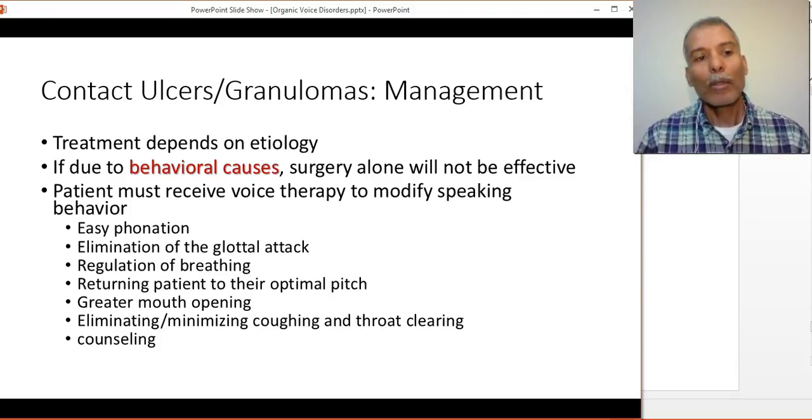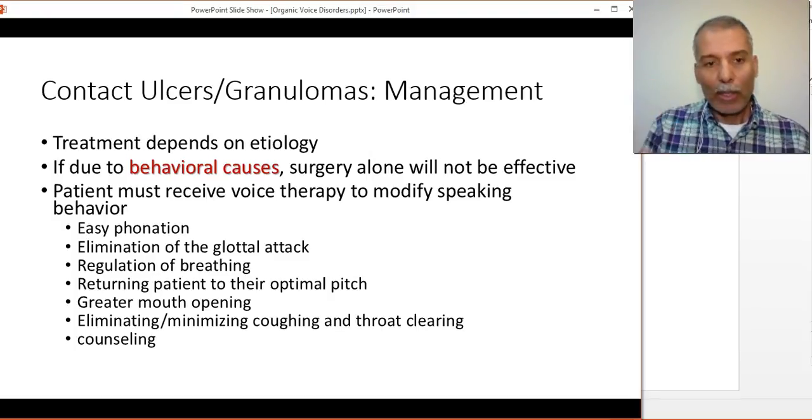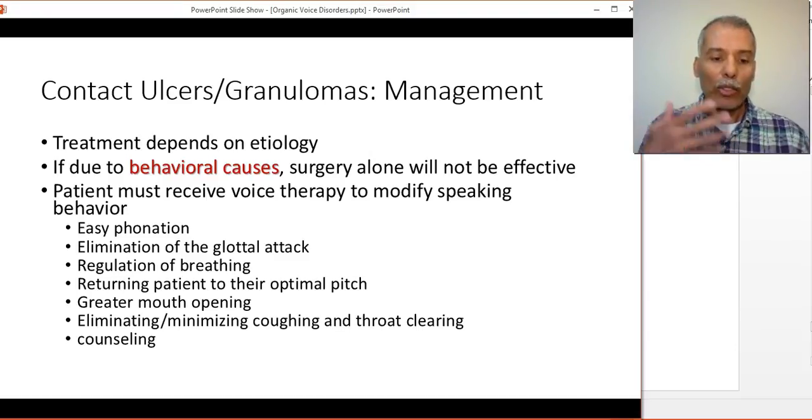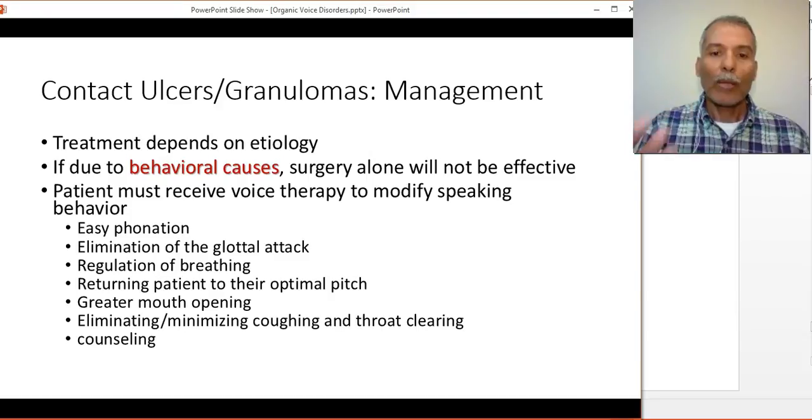If the problem is due to a behavioral cause, then surgery alone will not be effective because the problem is going to recur. In that case, you will probably see the patient before the surgery, and you teach them some techniques and vocal hygiene, and then they have the surgery, and they will know what they need to do to maintain vocal rest and a good voice after the surgery, so that the problem doesn't come back. Otherwise, the problem will come back.